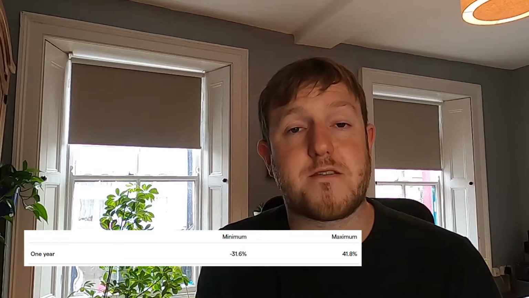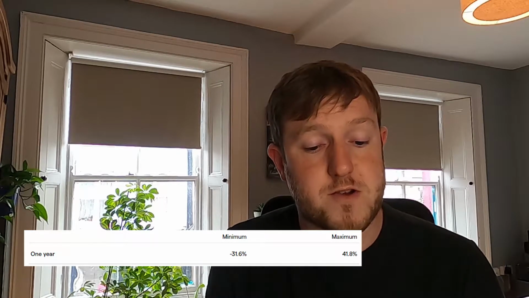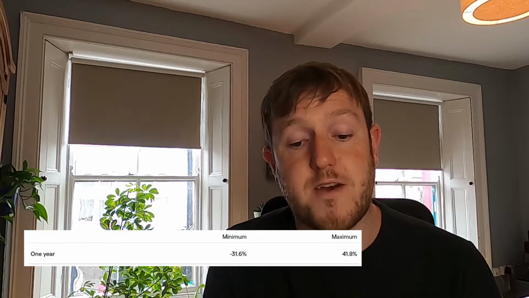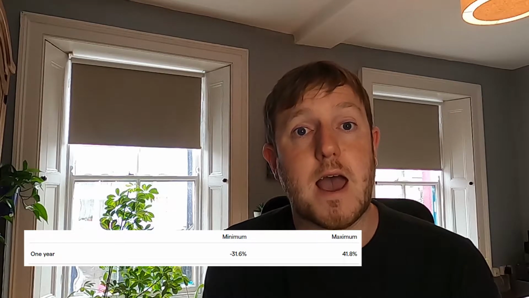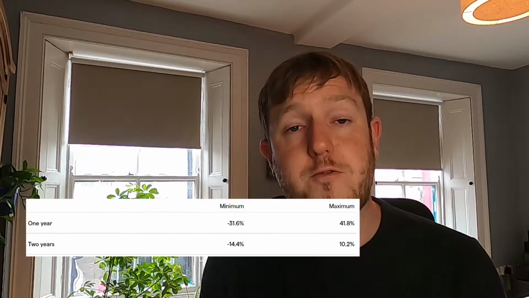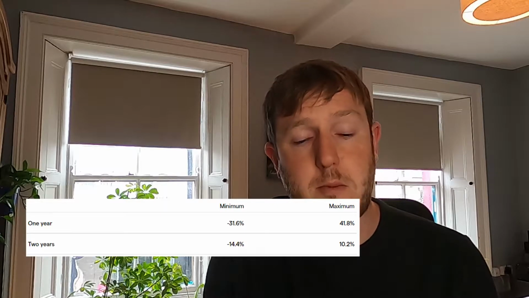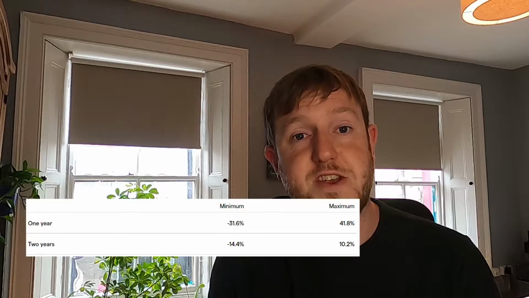So for anybody who decided to invest for a minimum of 1 year, they could have had a loss of up to 31.6% due to FX, or they could conversely have had a gain of 41.8%. So there's a massive swing and difference between what the maximum and the minimum FX effect on your portfolio could have been. But now if we move up to 2 years, you will see that there is far less currency fluctuation. So the minimum here in this case is 14.4% and the maximum is 10.2%.